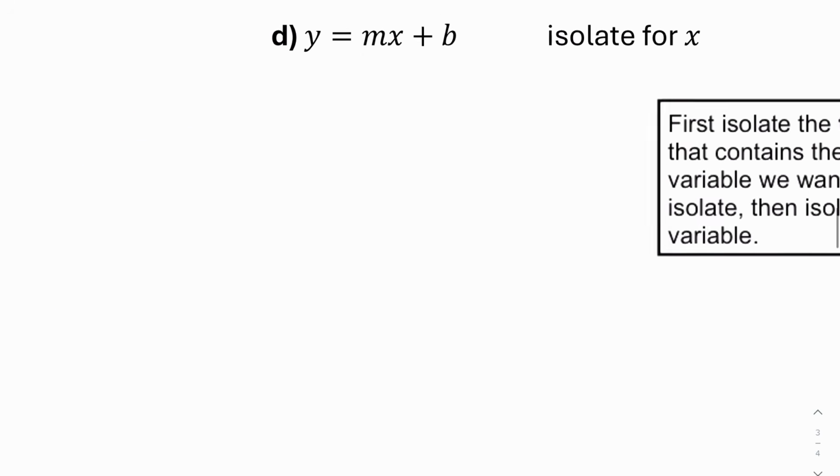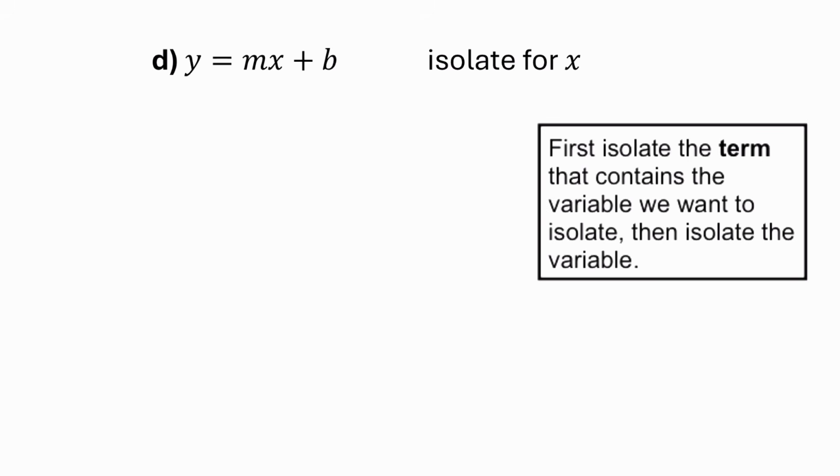Moving on to part D, we see this familiar equation. It's the equation of a line, y equals mx plus b. In this version, y is isolated, but the question tells us to isolate for x. Two things are happening to this x that we want to isolate. It's being multiplied by m, and b is being added to it. We always want to start by isolating the term that has the variable we want to isolate. So we want to isolate mx first.